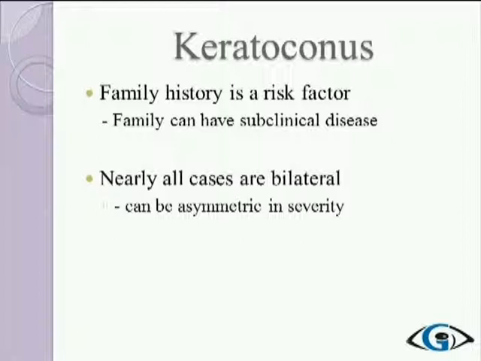Nearly all cases of keratoconus are bilateral, but note that the severity of the disease in the two eyes can be vastly asymmetric. So it's not uncommon for me to see patients in my practice with keratoconus whose good eye is 20/30, 20/40, a bit myopic with some cylinder, and the bad eye is count fingers with tons of cylinder and astigmatism. So note that though bilateral, this condition can be very asymmetric between two eyes in a single patient.